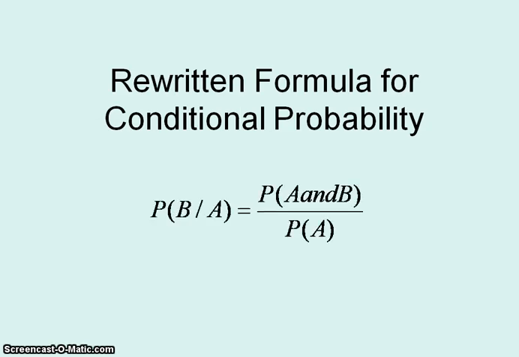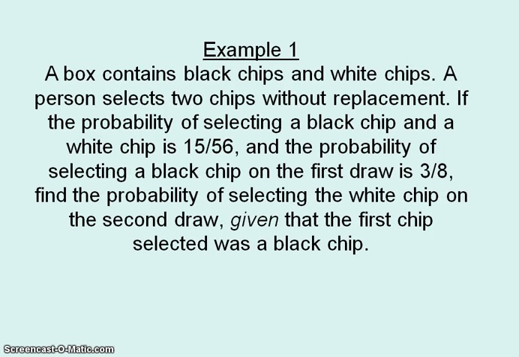Well, if we take this formula and rewrite it, we're going to get this situation here. So now I can easily find the probability of B given A if I just know the probability of A and B both occurring, and I know the probability of A occurring. All I did was take the conditional formula we had before, and we just rewrote it. So let's look at an example here.